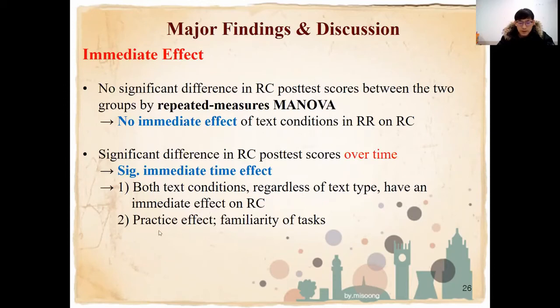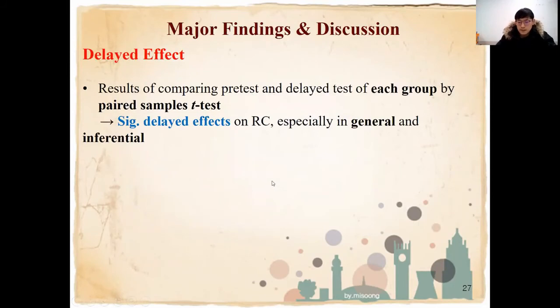And the results could be caused by a practice effect or familiarity with the tasks. As the procedures went on, the participants would increasingly get familiar with the activities. And the more familiar learners are with procedures, the more likely they can get better scores. So it might be the cause of the results. Next, delayed effects. There were significant delayed effects on reading comprehension, especially in general and inferential. So in this case, practice effects might also apply.